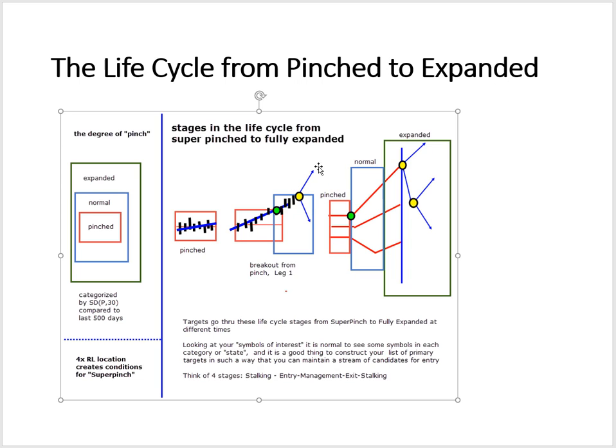If we get this second leg up, what we might see is something that looks like this. It started off as pinched or super pinched. We take the breakout from that pinch box, and then instead of reverting back to the mean, we get this abnormally large move that takes us beyond the limits of normal stretch, and now we have an expanded 30-day price action. That's where the z-score of the pinch box is greater than 1.